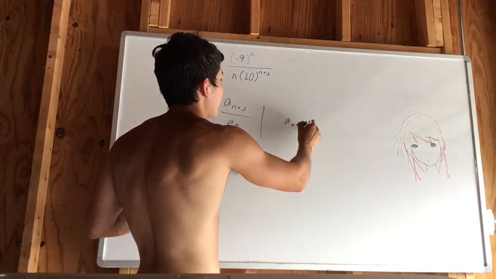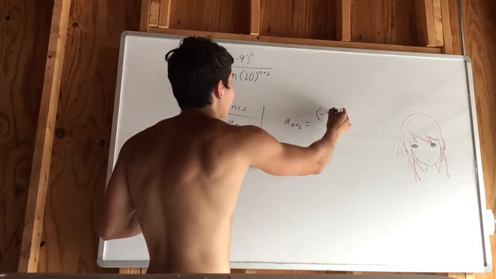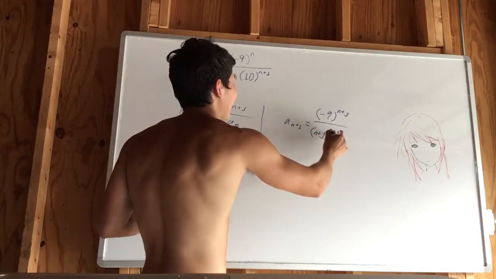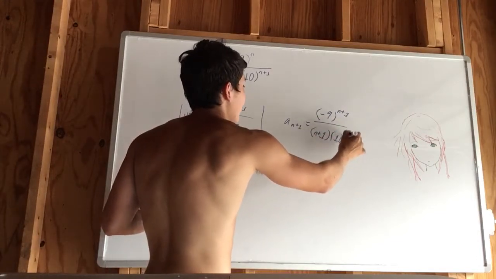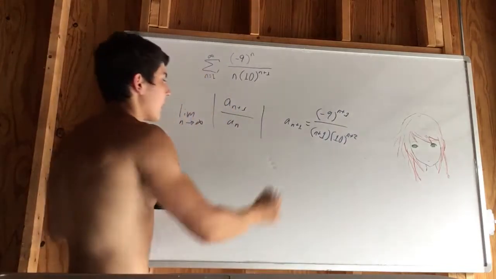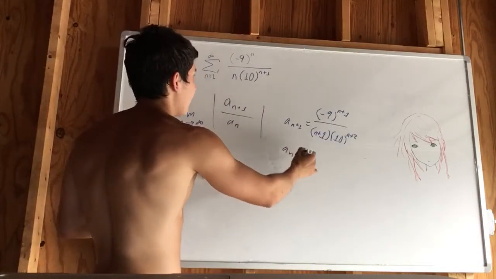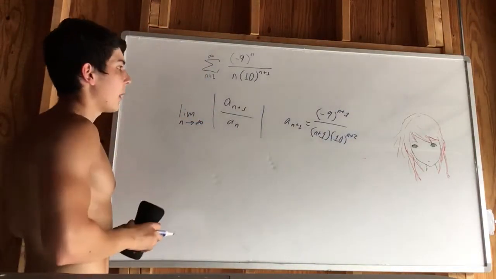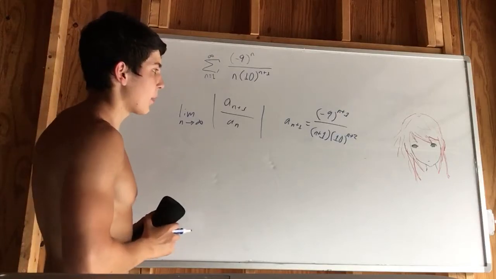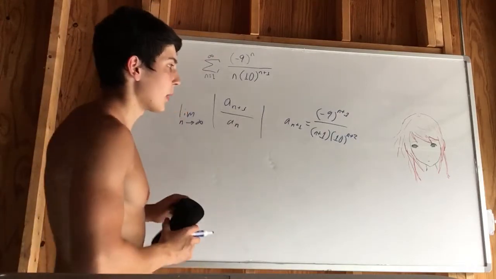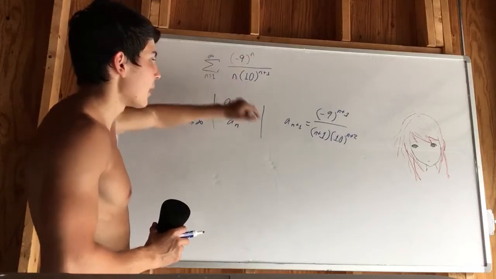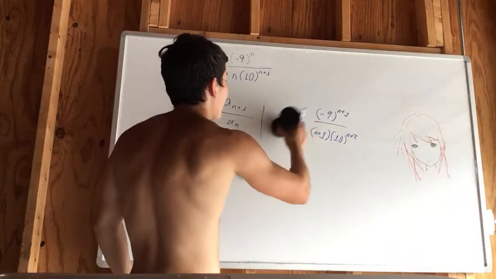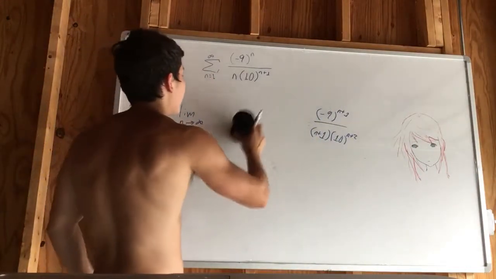A sub n plus 1 is going to be negative 9 to the n plus 1 times n plus 1 over 10 to the n plus 2. Our a sub n is going to be our original, so I'm not going to write that. Now we can multiply by the reciprocal of the original, because that's the same thing as dividing by it, and we take the absolute value.